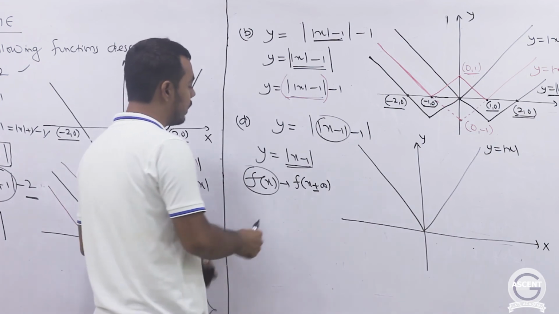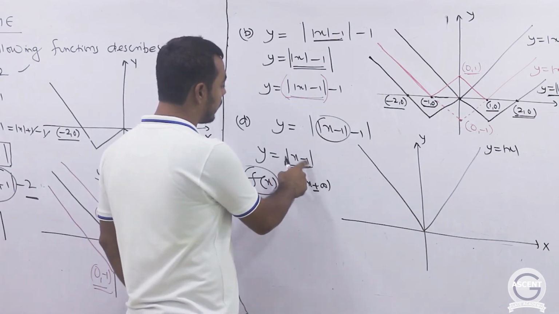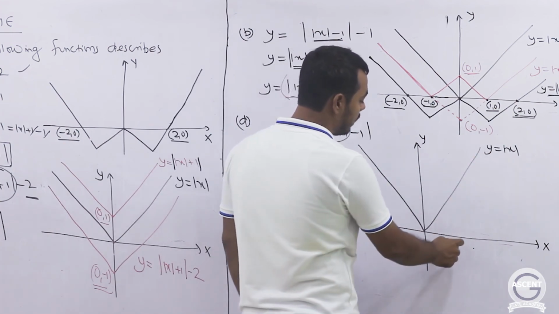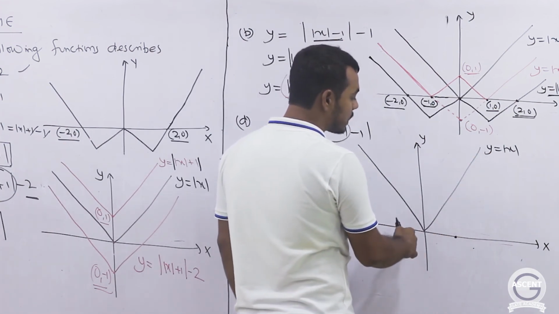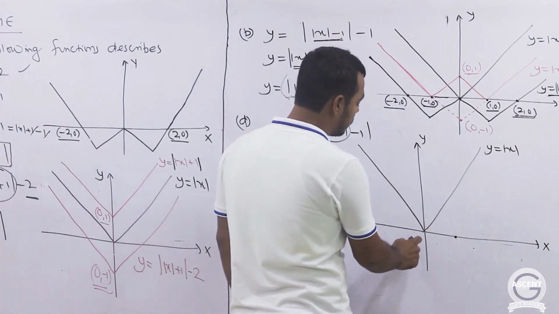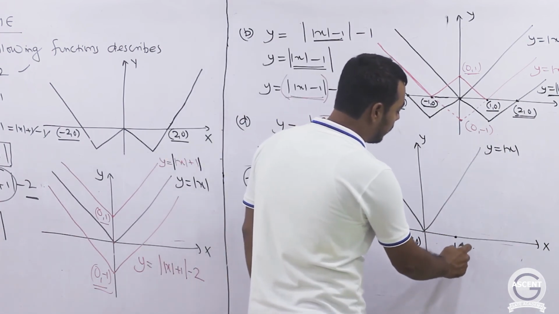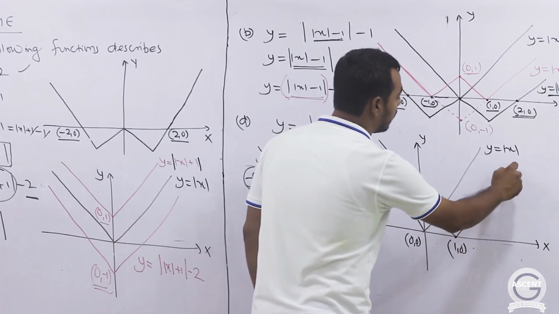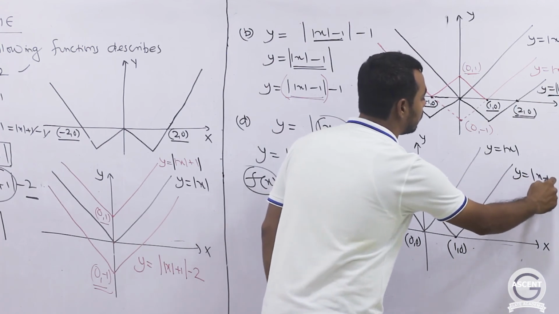So here also you need to do the same thing. Mod x minus 1 means you have to shift the graph of this function y equals to mod x by 1 unit towards right side. Okay, minus a means shift towards right. So this point is 0 0, this point will be 1 comma 0. If I shift this graph by 1 unit, this will be our graph of function y equals to mod x minus 1.